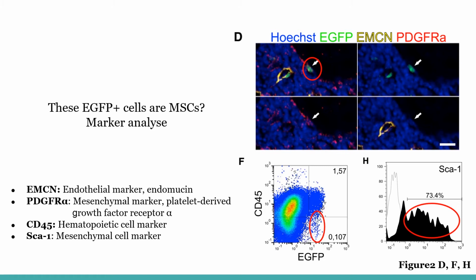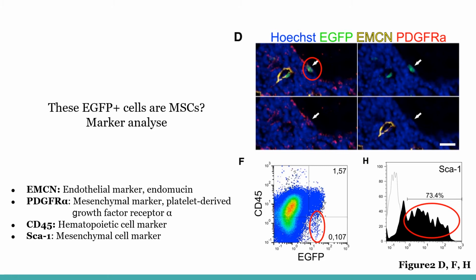Are they MSCs? Distribution of these cells in bone. They performed flow cytometry on freshly isolated CD73 EGFP mouse bone marrow cells, and they found that only a very small percentage of these cells were CD45 negative and EGFP positive. So they did another flow cytometry to reconfirm the MSC nature, and they found that almost 70% of these EGFP positive cells are Sca1 positive.